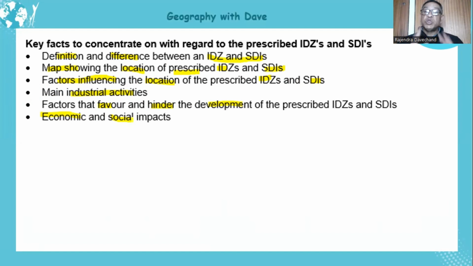Now, factors that favor this Coega IDZ, and there are various factors also. The first thing I'm going to highlight is the transport infrastructure.